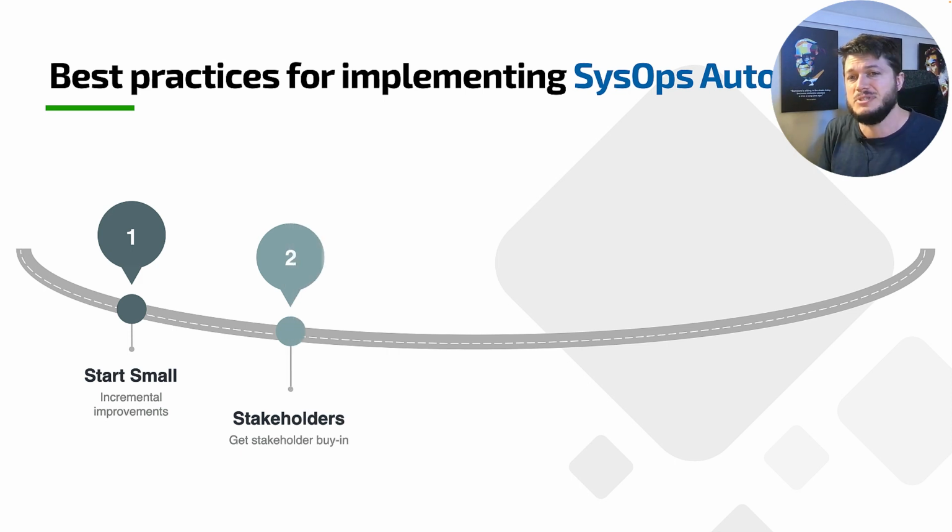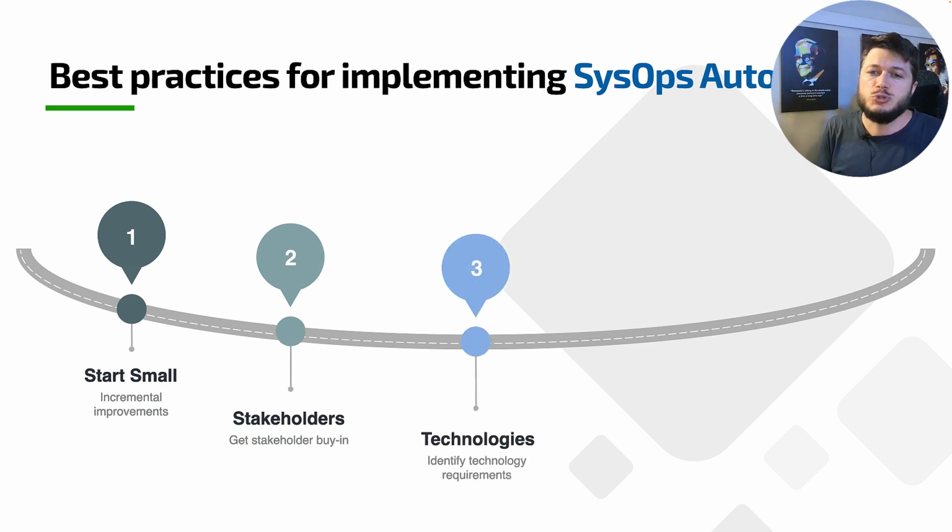Get buy-in from stakeholders and involve them in the planning and implementation process. So this is great for identifying what are critical processes we should start automating. What's going to help the business the most to get started straight away.